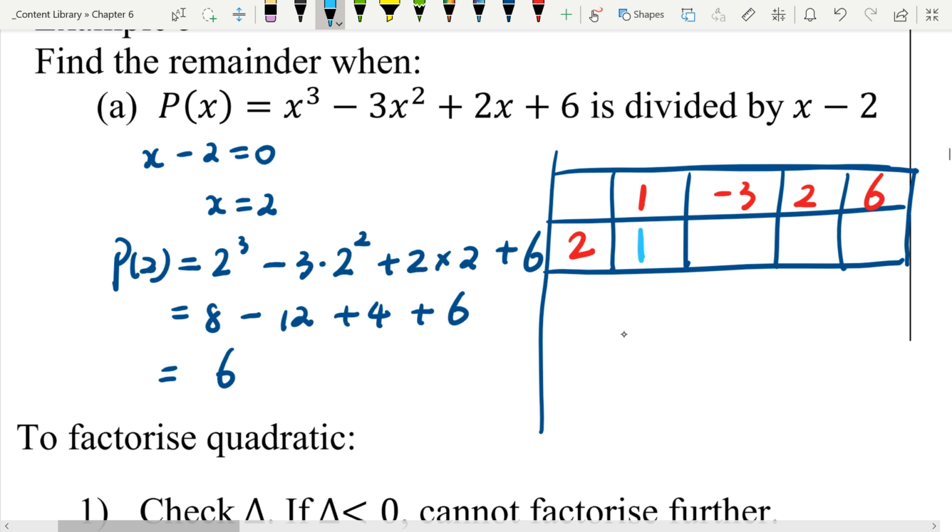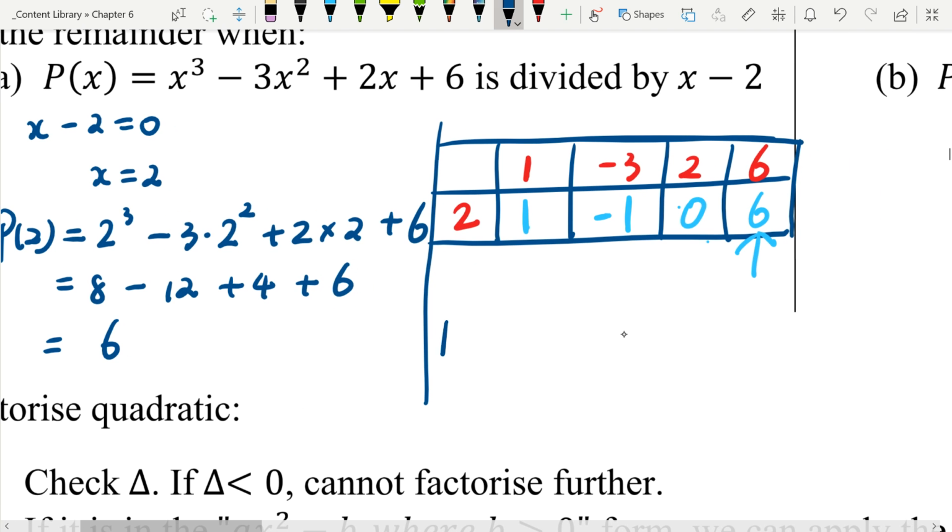2 plus negative 3, negative 1. Negative 1 times 2 plus 2. Negative 1 times 2, negative 2 plus 2, 0. 0 times 2 is 0. Plus 6, I still got 6. So I can see the remainder. The remainder is still 6.